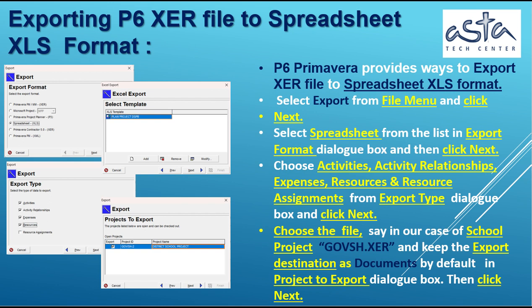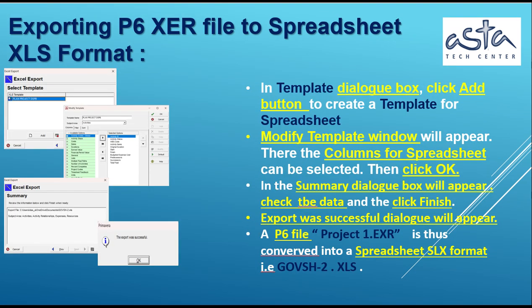Choose the file, say in our case the School Project dsbb.xer, and keep the export destination as Documents, which is by default in Project to Export dialog box. Then click Next.